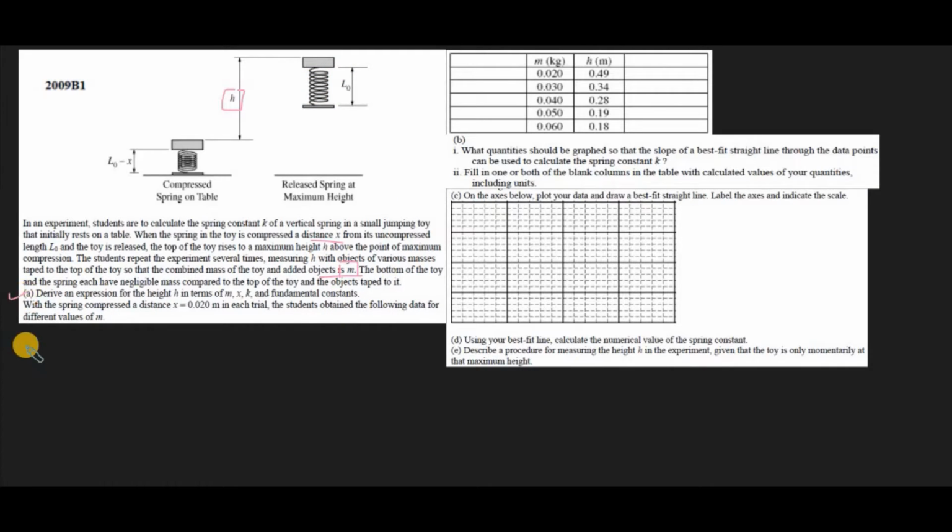Now for part A, derive an expression for the height h in terms of m, x, k and other fundamental constants. So here two situations are given. The first one is a compressed spring on the table, and the second is the released spring at the maximum height. Let's say this is the first position and this is the second position. In between these two positions we can apply the conservation of energy. At the first position, let's consider this is the reference position, so h should be 0.